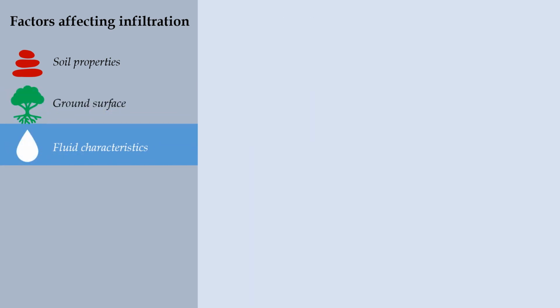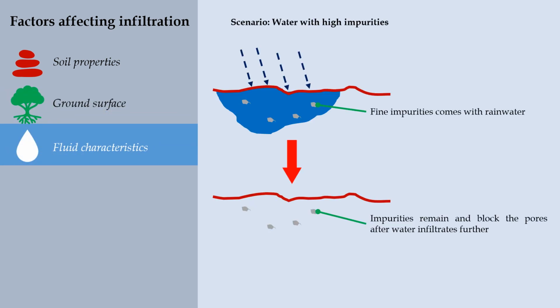Sometimes, the water itself may influence the infiltration capacity. If water consists of large amount of impurities, they may block up the pores in the process of infiltration, especially when the impurities are mainly fine particles. As a result, the infiltration capacity will be reduced.